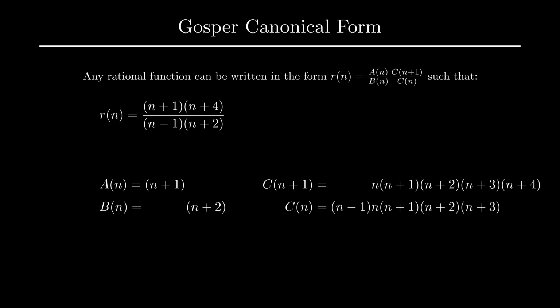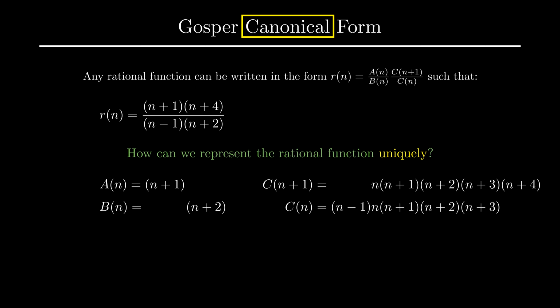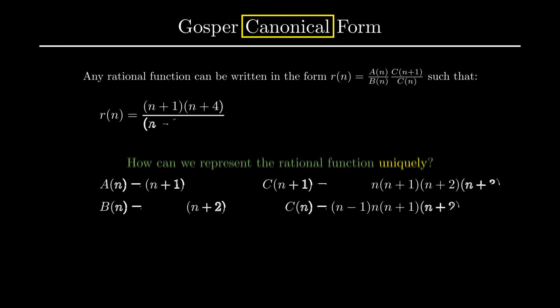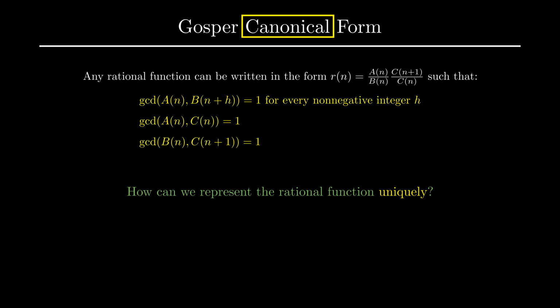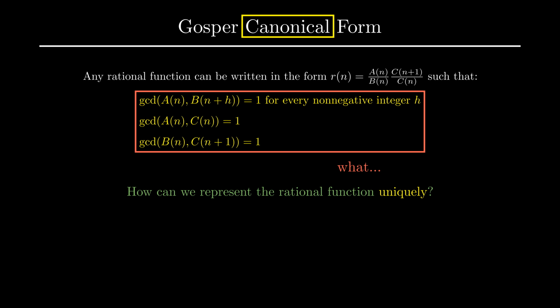Since we are calling this a canonical form, we need to pick a method by which there is always one unique way to represent this rational expression. The additional constraints to a, b, and c are given here, but I'm going to use a visualization to try and simplify what this is saying.